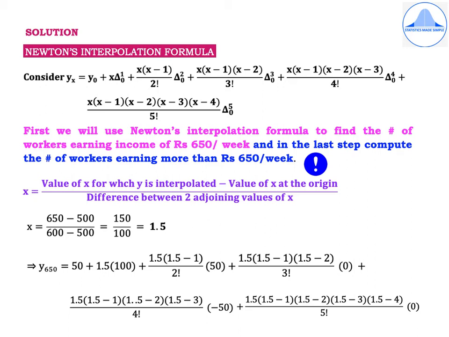Substituting all the values in Newton's interpolation formula, you get y 650 equal to 50 plus 1.5 into 100 plus 1.5 into 1.5 minus 1 by 2 factorial into 50 plus 1.5 into 1.5 minus 1 into 1.5 minus 2 divided by 3 factorial into 0 plus 1.5 into 1.5 minus 1 into 1.5 minus 2 into 1.5 minus 3 divided by 4 factorial into minus 50 plus 1.5 into 1.5 minus 1 into 1.5 minus 2 into 1.5 minus 3 into 1.5 minus 4 divided by 5 factorial into 0.